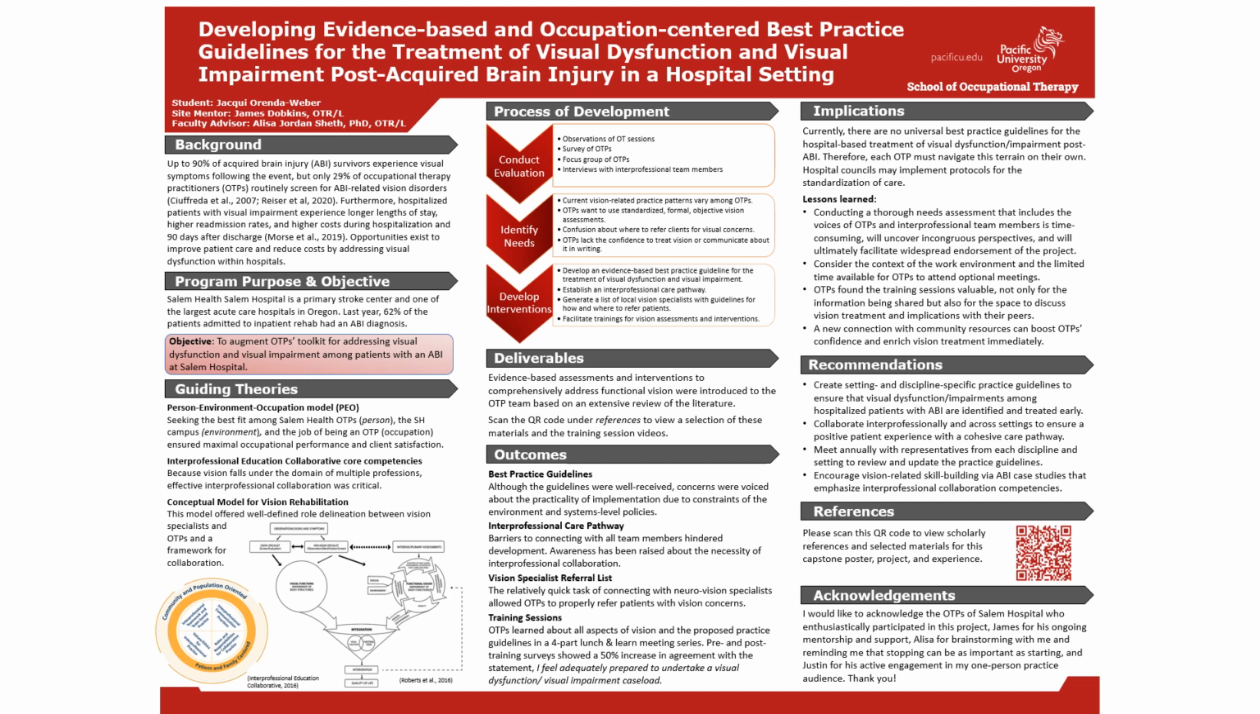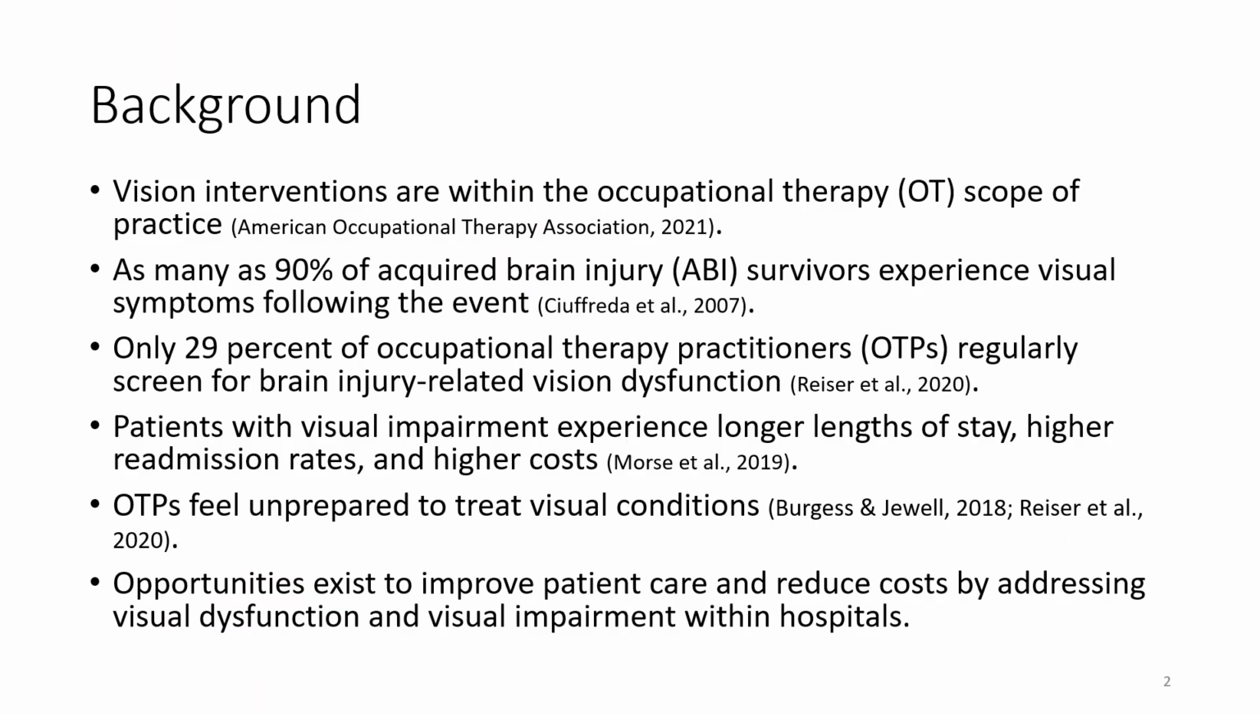First, a note about terminology. In my capstone, I used terms proposed by the conceptual model for vision rehabilitation. Visual dysfunction describes deficits in higher order cerebral mechanisms that impact how a person functions. And the term visual impairment describes deficits in how the eye, as an organ, and lower order cerebral mechanisms function. As vision is classified as a body function, the visual system is within the occupational therapy scope of practice. Occupational therapy practitioners, or OTPs, may provide vision interventions to improve occupational performance.